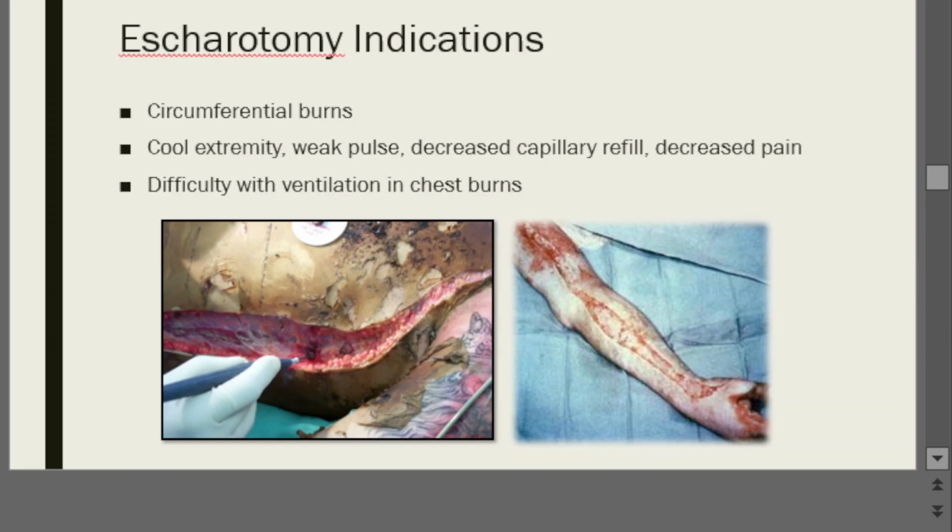This happens with circumferential burns, and we should really, really anticipate that an escharotomy, or these relief cuts, are going to happen if there's a cool extremity, if there's weak pulses, if there's decreased capillary refill, and if there's decreased pain. There's also an indication of escharotomy if the patient has difficulty ventilating with that chest burn.